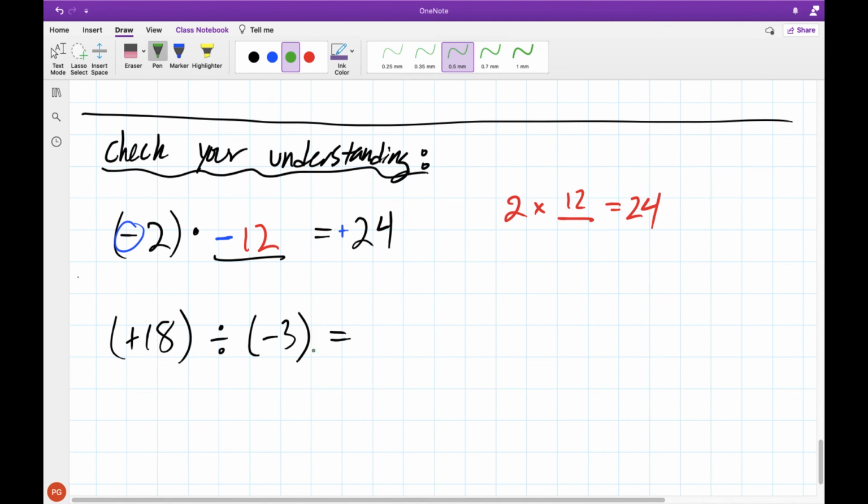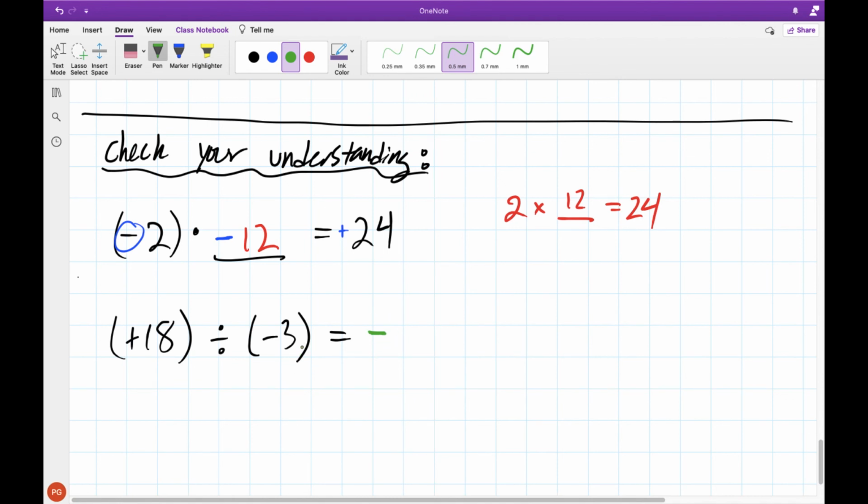For our second question here, we don't have to do any backwards thinking. We're just dividing. So if you remember, the strategy that I said was to first take care of the sign. We have a positive divided by a negative. That tells us that our answer is going to be negative, right? The signs don't match. Once we've taken care of the sign, now we can just figure out the division.